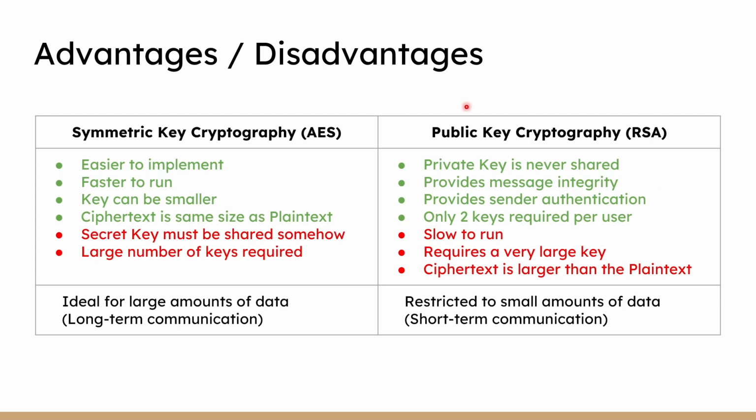The problem with this, you might think, oh, great, this is perfect, but it's very slow on large pieces of data. Mainly because the ciphertext ends up being quite a bit larger than the plain text. So basically, symmetric key cryptography is usually used for large amounts of data, like long-term communication. And then public key cryptography is usually restricted to small amounts of data.